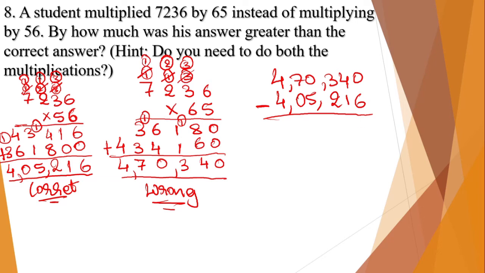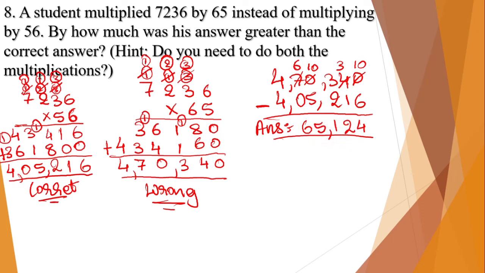Now 0 minus 6 is not possible, so we will borrow. So 4 will become 3 and 0 will become 10. And 10 minus 6 is 4. And 3 minus 1 is 2. And 3 minus 2 is 1. And 0 minus 5 is not possible. So 7 will become 6 and 0 will become 10. So 10 minus 5 is 5 and 6 minus 0 is 6 and 4 minus 4 is 0, right? So we can ignore it. So we will get the difference as 65,124. So this is our answer for this question.